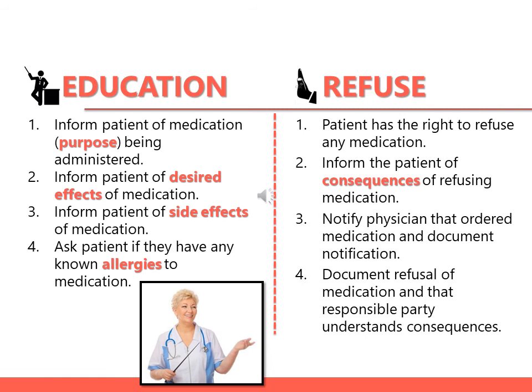So how do you do this? For example, you're giving insulin to your patient and you know that insulin is for blood sugar. So how do you tell the purpose? You will say, Mister, I'm going to give you insulin. This insulin is given in order to stabilize your blood sugar level. Okay, that's the purpose. And the desired effect, your blood sugar will be stabilized and it will become normal.